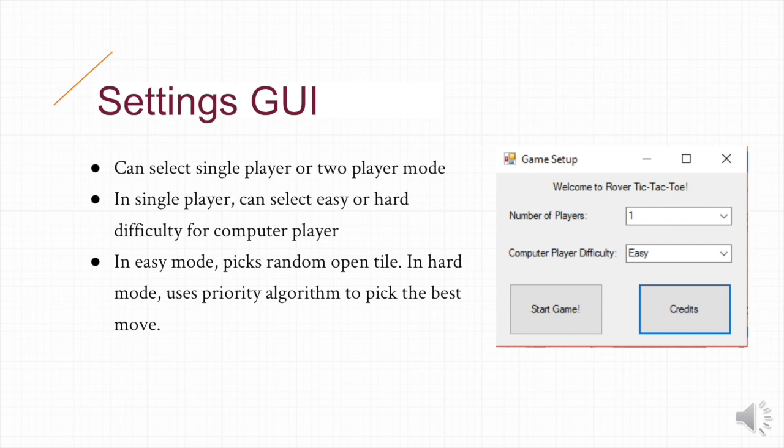When a user first launches the desktop application for our project, a settings GUI will ask them to select the number of players, either 1 or 2. If a user selects single player mode, the GUI will additionally prompt for the computer player difficulty, either easy or hard. In easy mode, the computer player will pick a random open tile on the board. In hard mode, the computer player uses a priority algorithm to pick the optimal move to win the game.